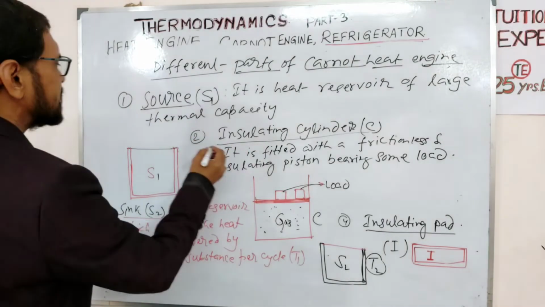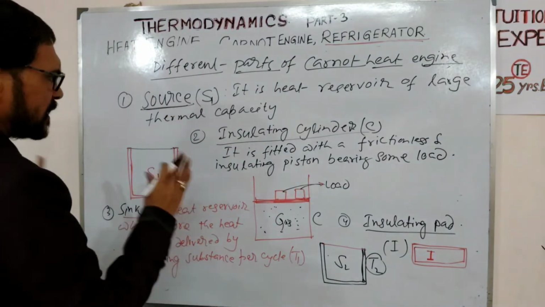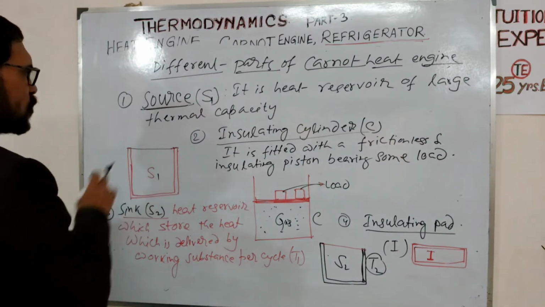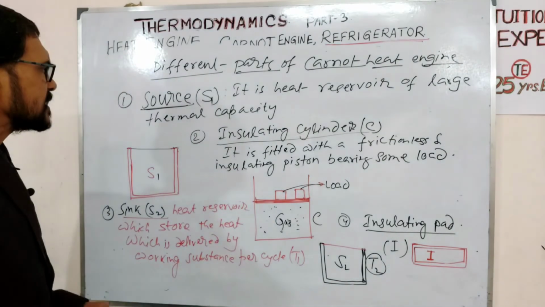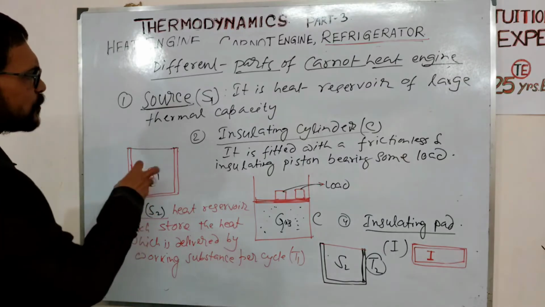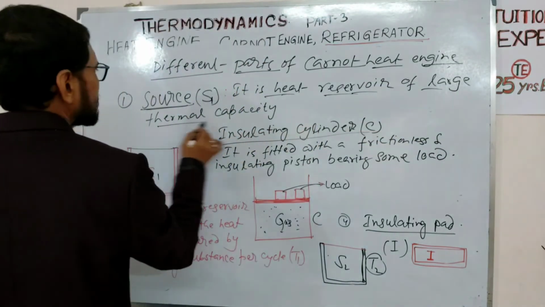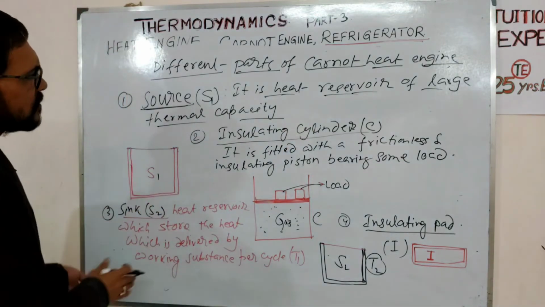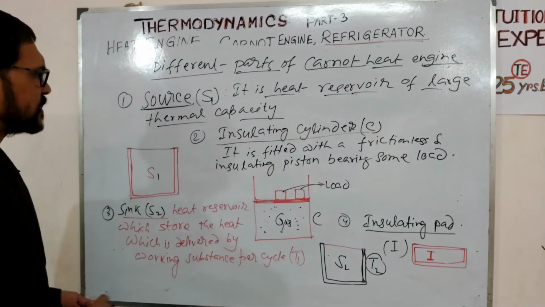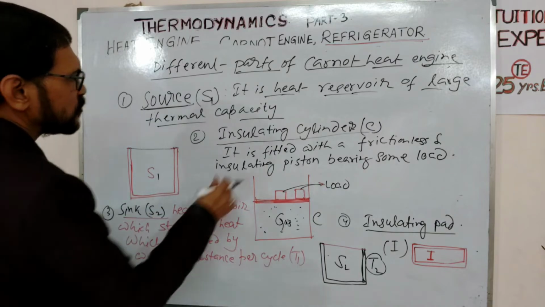The Carnot heat engine has mainly four parts. The first is the source. The source is the petrol or diesel chamber where heat is produced. So the source is always a heat reservoir of large thermal capacity. Source means it always produces the heat. And the second is the insulating cylinder.